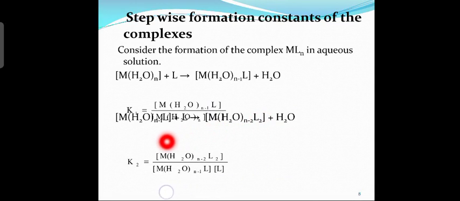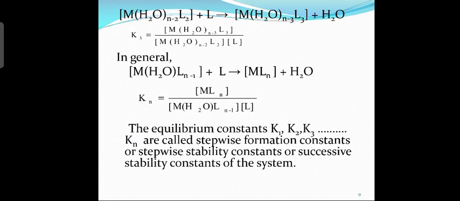Now the equilibrium constant is given by the molar concentration of the product, M(H2O)n-2 L2, divided by the reactants, M(H2O)n-1 L into L. Next, the product of the second reaction, M(H2O)n-2 L2, plus L gives one less aqua, that means n minus 3, L3, plus H2O. This L comes inside the complex, therefore L3, and one aqua is removed.